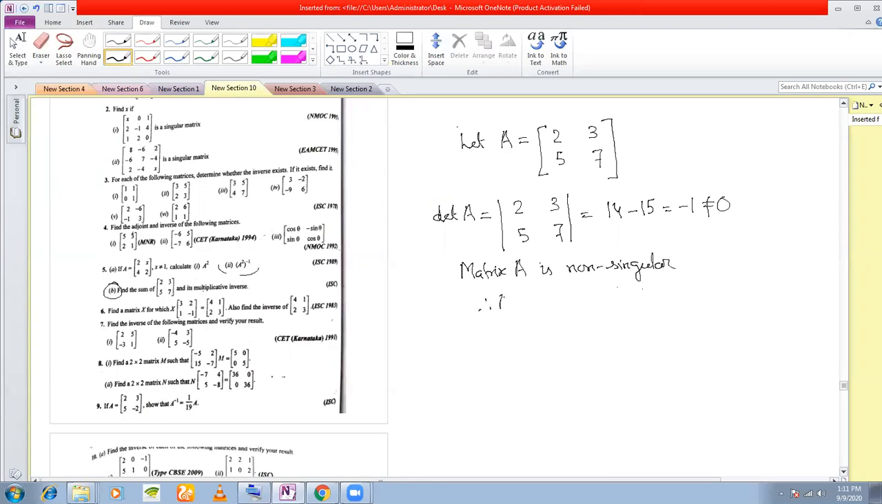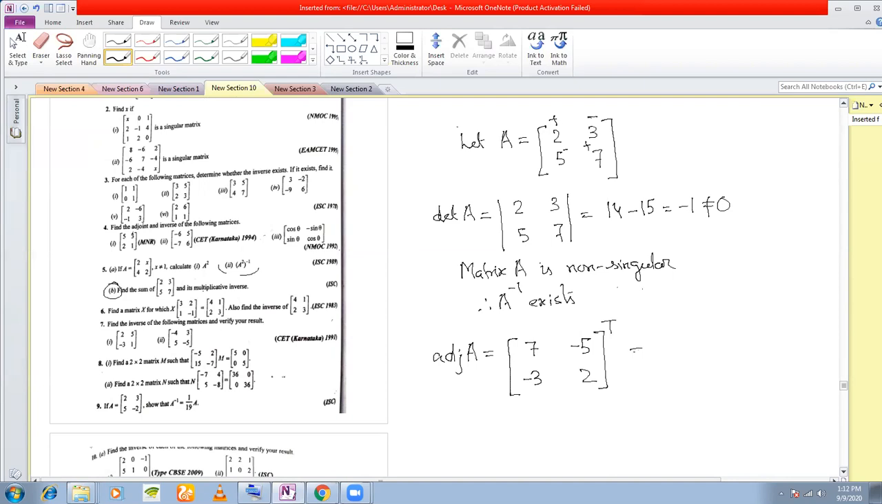Therefore, A inverse exists. Now we proceed to find the adjoint of A. What should be the adjoint? Here you have the sign pattern plus, minus, minus, plus. The minor of 2 is 7 with a plus sign. The minor of 3 is 5 with a minus sign. The minor of 5 is 3 with a minus sign. The minor of 7 is 2 with a plus sign.